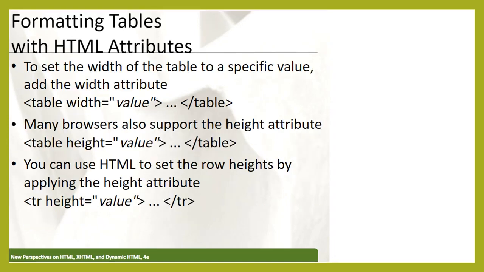To set the width of the table to a specific value, add the width attribute. It should be in the opening tag of the table. Many browsers also support the height attribute, which is also in the opening tag of the table. We can use HTML to set the row heights by applying the height attribute. Row height is specified in the tr tag, in the opening tag.